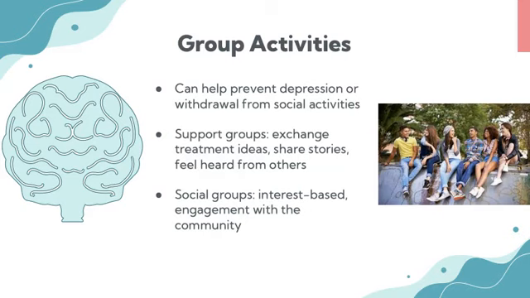Another intervention that mostly focuses on the emotional symptoms and signs of MS are group activities. These can help prevent depression and withdrawal from social activities. Our overall goal is to have people engage as much with their community, their environment, their friends and family as much as they can. And these can be graded based off of where the individual lives, their close proximity to friends and family, and what they want these groups to be.